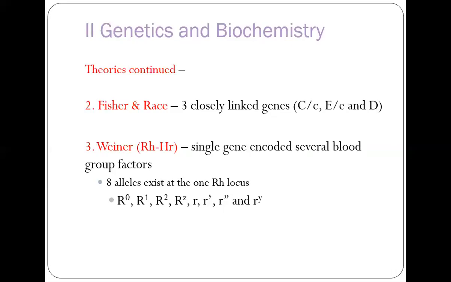And what Wiener did was associate the Rh gene locus with each of these letters. So you have capital R superscript 0, capital R superscript 1, capital R superscript 2, capital R superscript little z, and then you have a little r prime, a little r double prime, and then a little r superscript little y. So these genes would each encode a structure on the red cell antigen, and they each identified a big D, a big C, a little c. So again, they thought this was just one single gene.